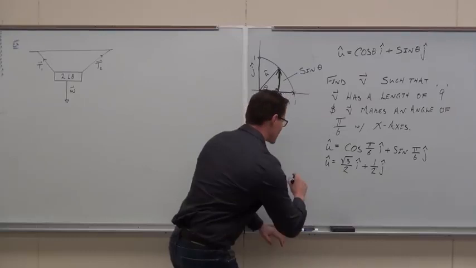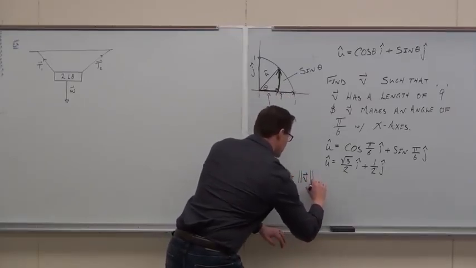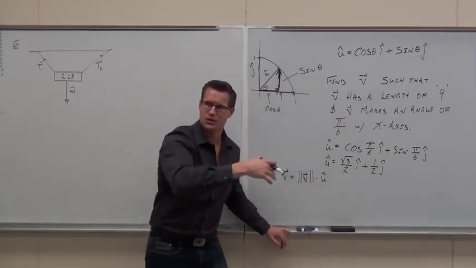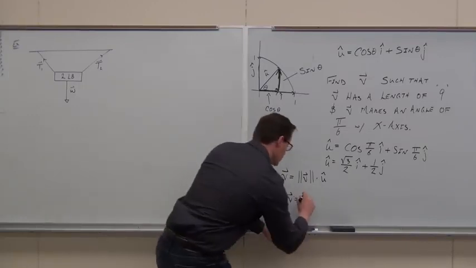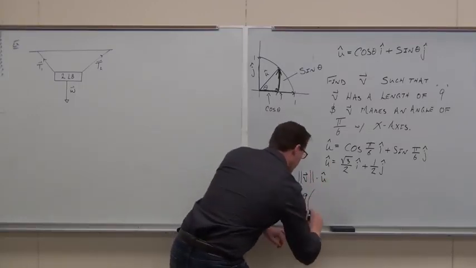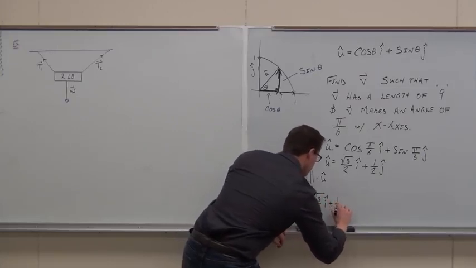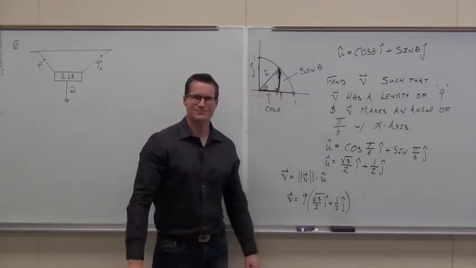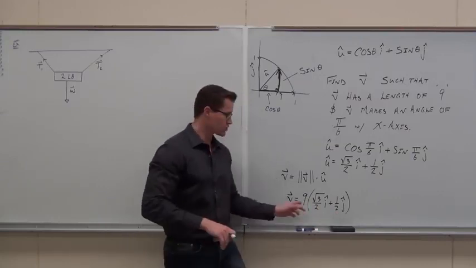Aha. So since a vector equals a magnitude, we've seen this enough times, times a unit vector, a direction, magnitude times direction, then our vector is what number? What's our magnitude? 9. Times the direction we already had. That's the vector. Here's the unit vector times the magnitude, and that's what I'm looking for. Could you distribute that? Yes.